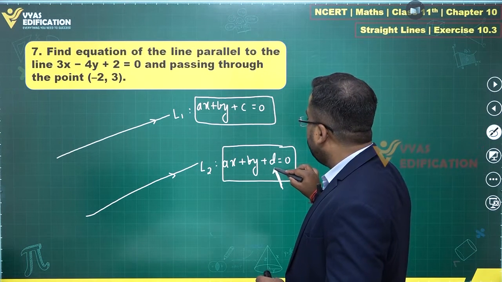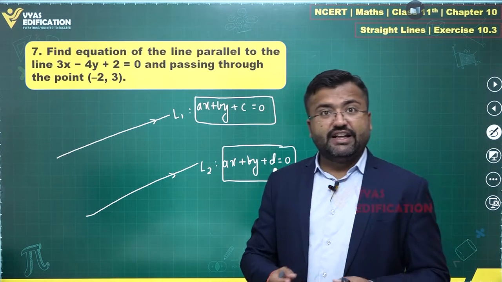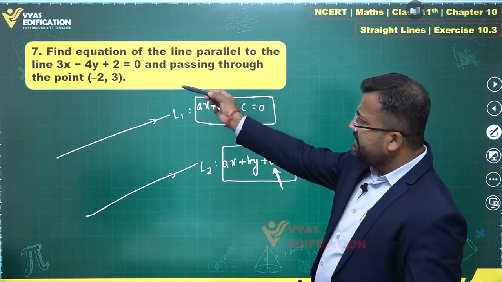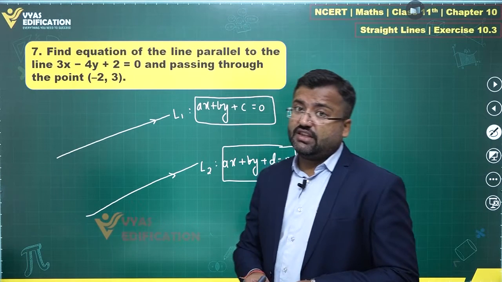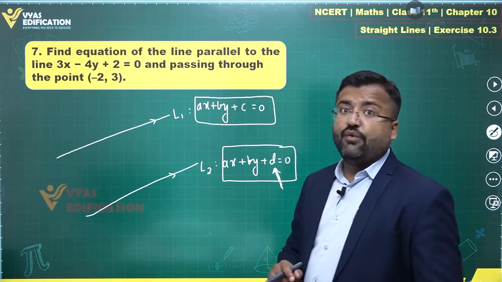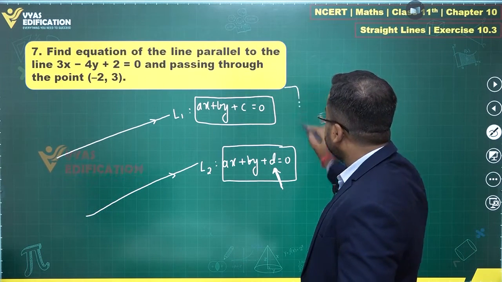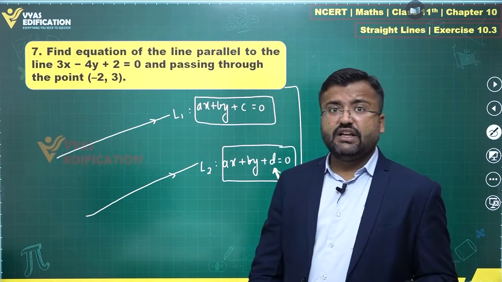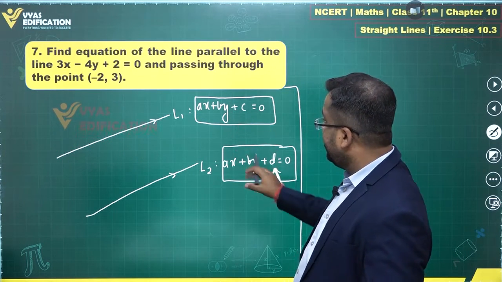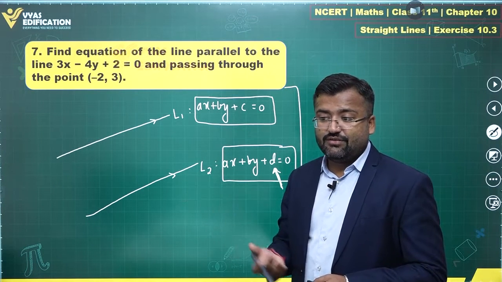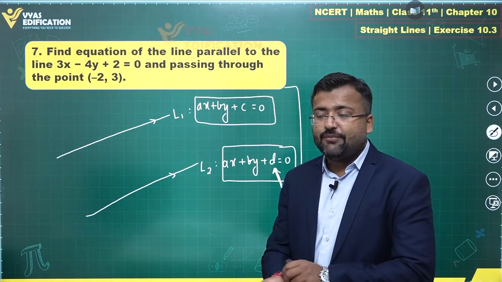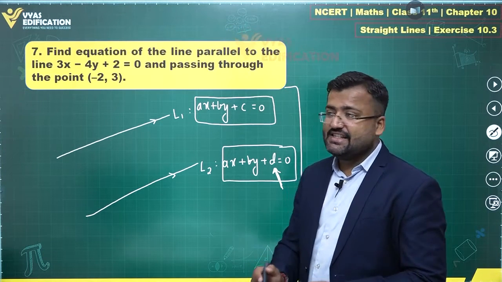So for finding d, you will be given another condition, and yes, that is a condition given over there. That line passes through (-2, 3). So this is what we can do over here in this question, and we can easily get the answer, right? But if you face difficulty in writing this, you can first find the slope of the first line, which will give me the slope of the second line as well, since the slopes are exactly the same.